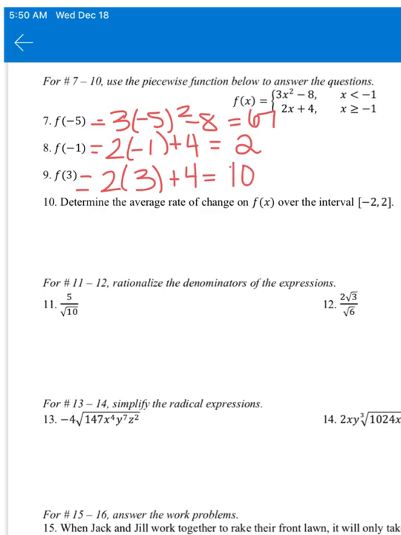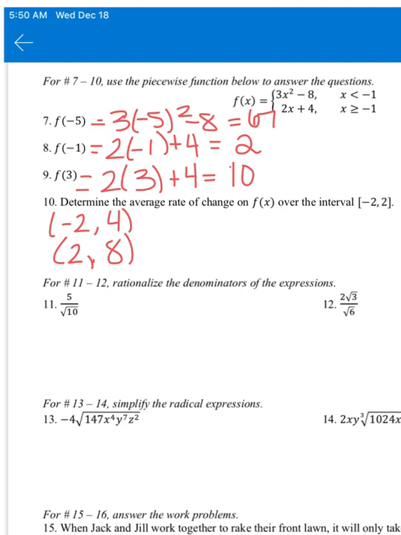Okay. Number 10, determine the average rate of change. So you have to evaluate twice and then plug those values into the slope formula. So I need negative 2 and 2. So f of negative 2, negative 2 is less than negative 1. So I plug that into the top equation. I would do 3 times negative 2 squared minus 8, which gives me 4. And then for 2, 2 is greater than or equal to negative 1. So I would do 2 times 2 plus 4 gives me 8.